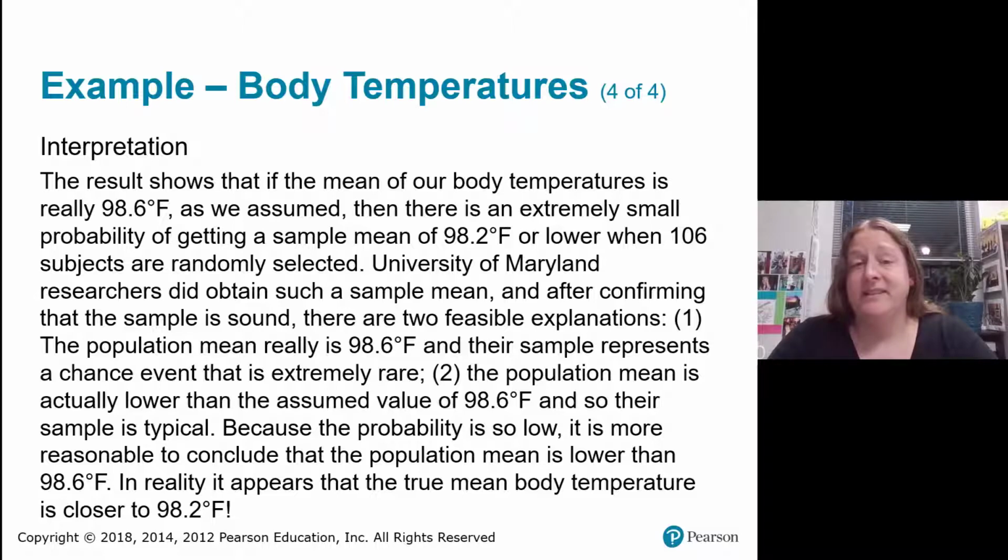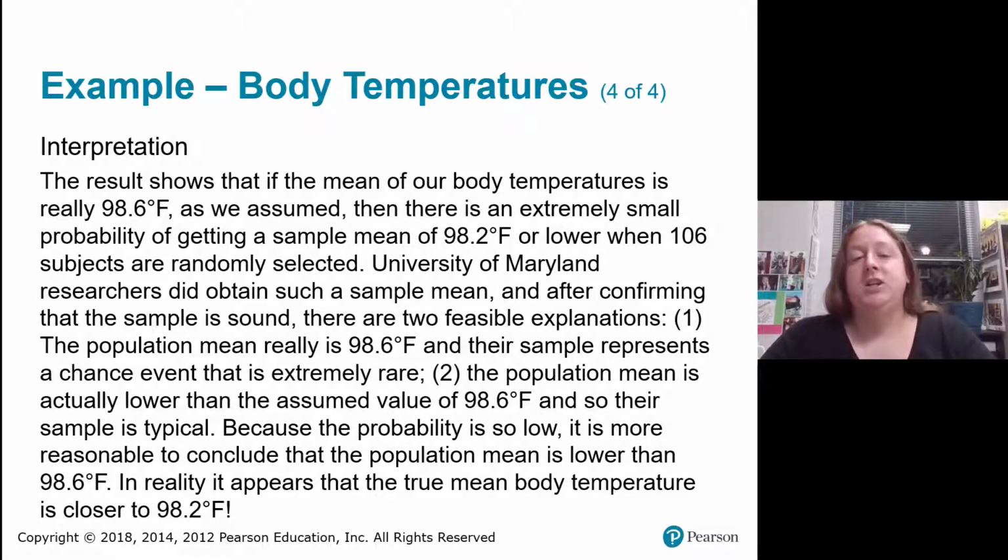when there's 106 subjects that are randomly selected. So the University of Maryland researchers gathered the data, they had 106 participants, and we got the standard deviation that we used from that. They really did get a mean of 98.2 degrees Fahrenheit. So one of two things had to have happened. Either the population mean really is 98.6 and their sample represents a chance event that is incredibly unlikely, extremely rare. Not impossible, but extremely rare.